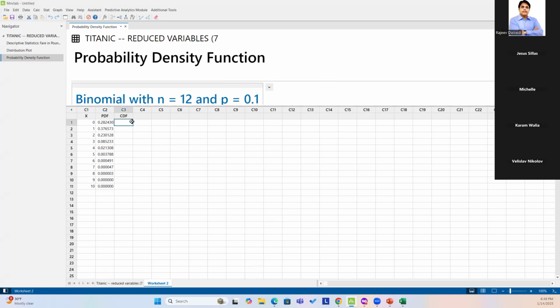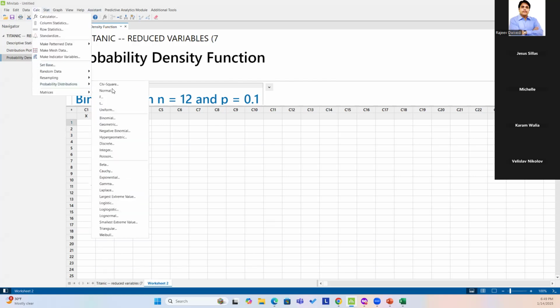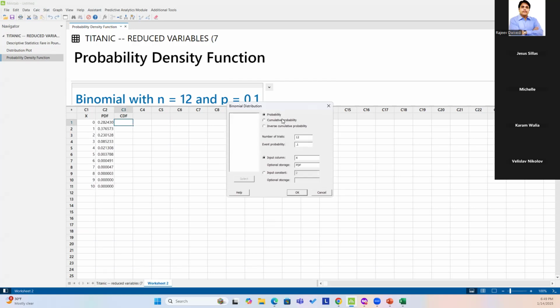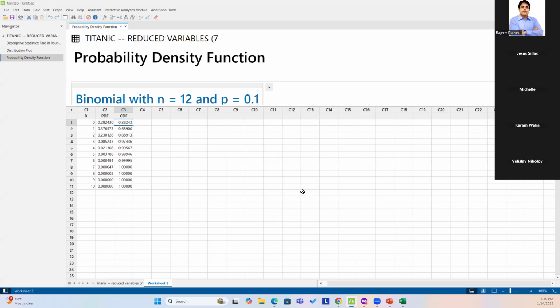I'm going to do the CDF. So Calc, sorry, calculator, and binomial again. Then I'm just going to change this to cumulative probability, and I'm going to store this in the CDF column. And you can see this, can you see this?